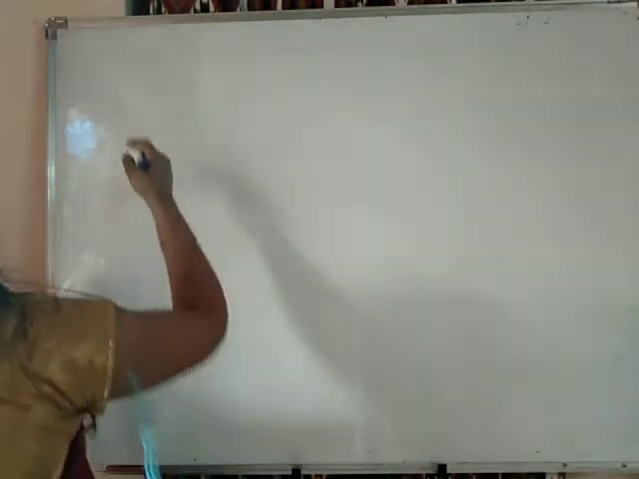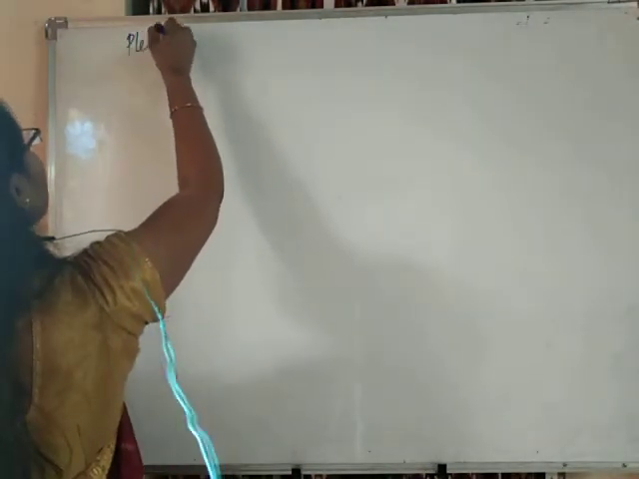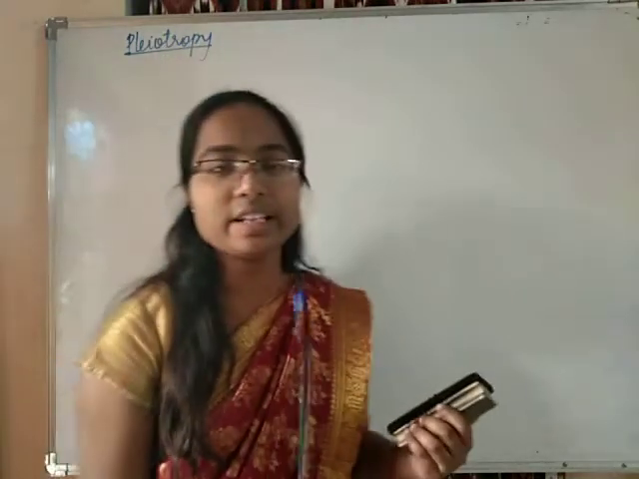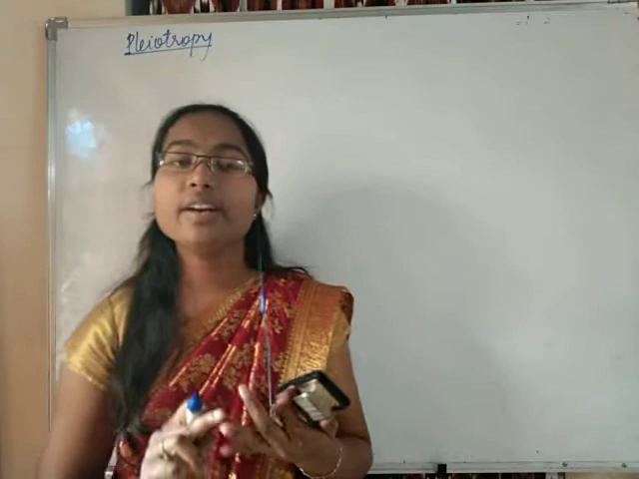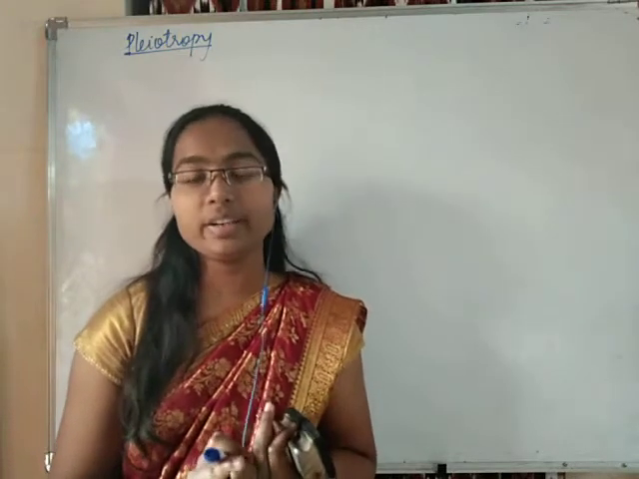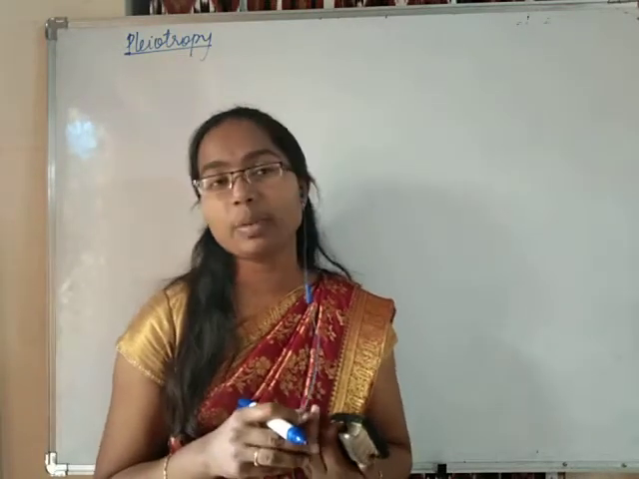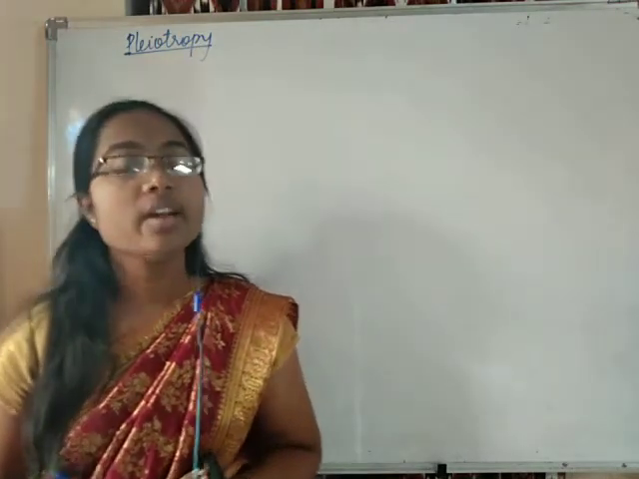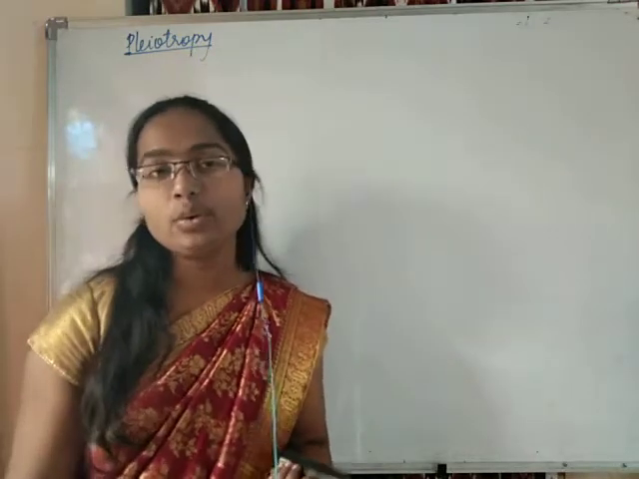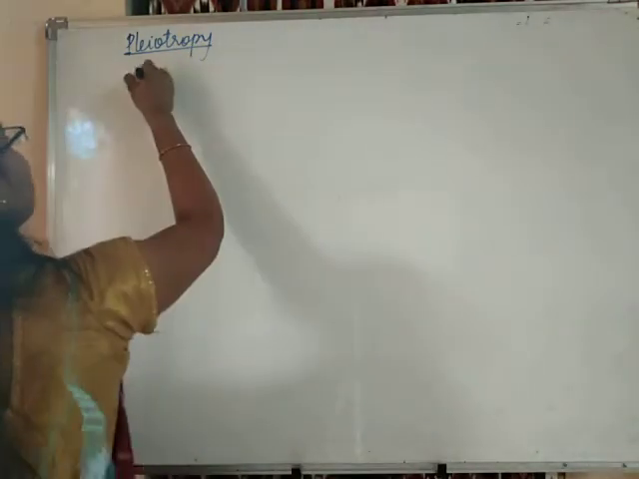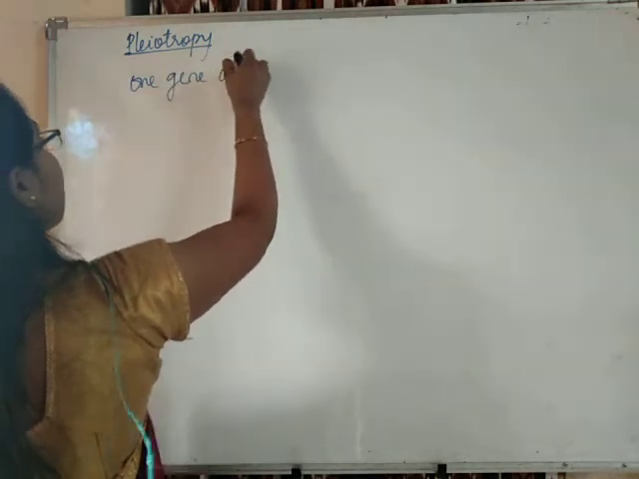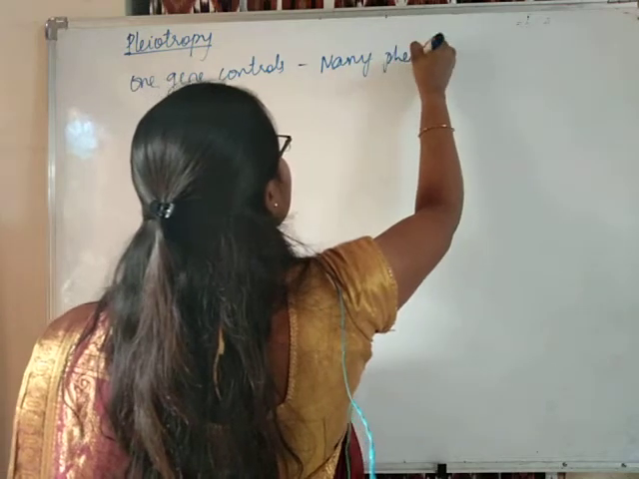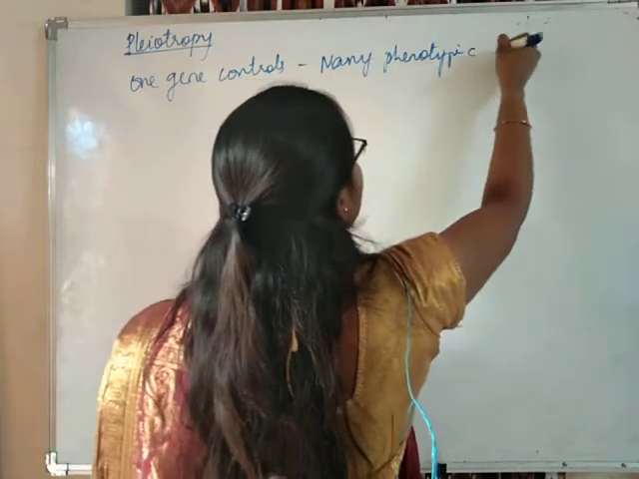Now let us learn about Pleiotropy. Students, till now we have studied one gene, one effect, and many genes, one effect. Now we are going to study Pleiotropy, where one gene shows many phenotypic effects. One gene controls many phenotypic effects.